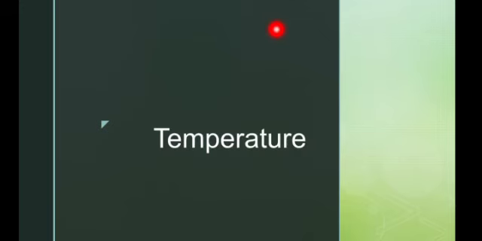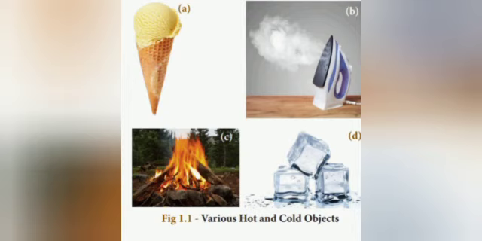What is meant by temperature? See the picture. First one is ice cream. Second, iron box. Third, fire. And fourth, ice. All of these four objects exhibit whether it is hot or cold. So we need a reliable quantity to decide the degree of hotness or coldness of an object. This quantity is temperature.